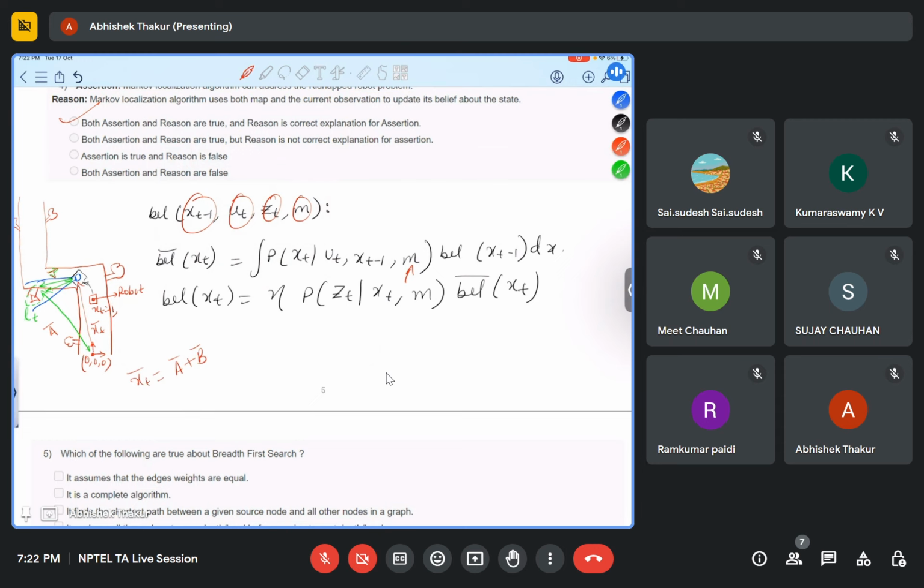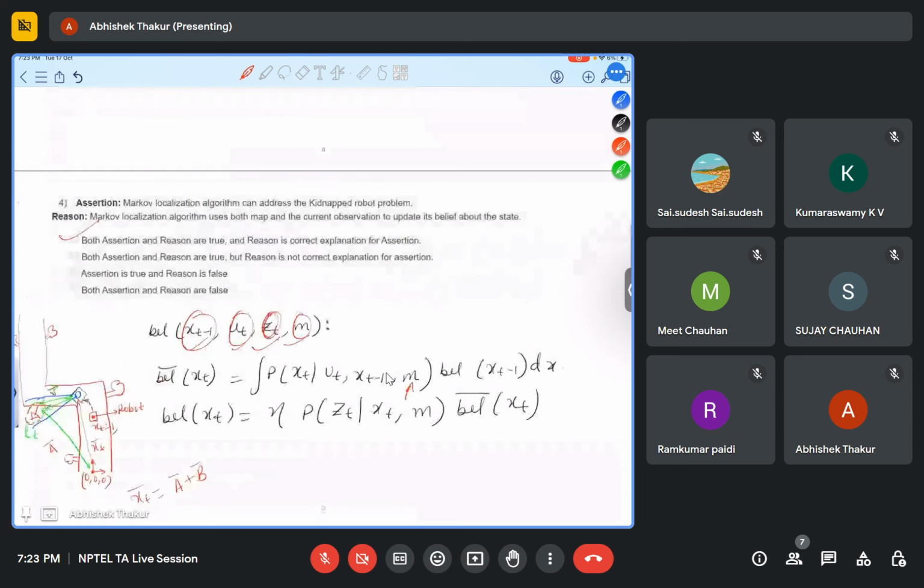As you can see, the position of this landmark, like this signboard or the pole, is with respect to the map axis. So we need the map, and also we have scanned this pole, so that is the measurement. So we need this map, measurement, and also we need the current action, like how far it can move from the previous position, and the last position of the robot. So these four things are used. So option A is the correct answer for this question.